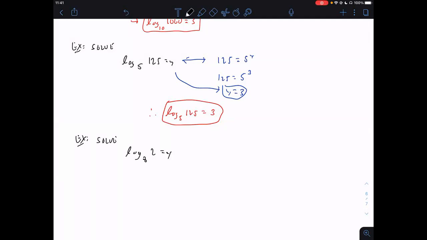Once again, let's rewrite this as an exponential function. So 2 equals 8 to the y. But in this case, notice our value that we want to obtain is smaller than our base. If the value that we want to obtain is smaller than our base, then that means our exponent has to be some rational, some sort of fraction.